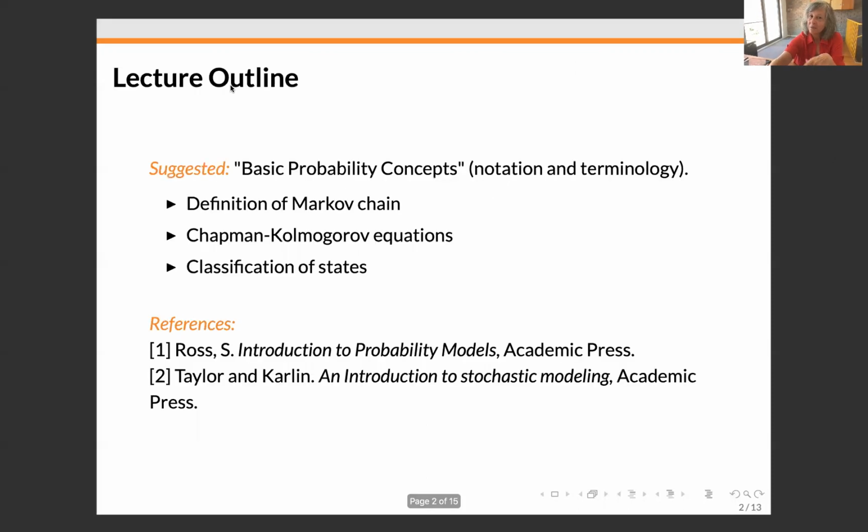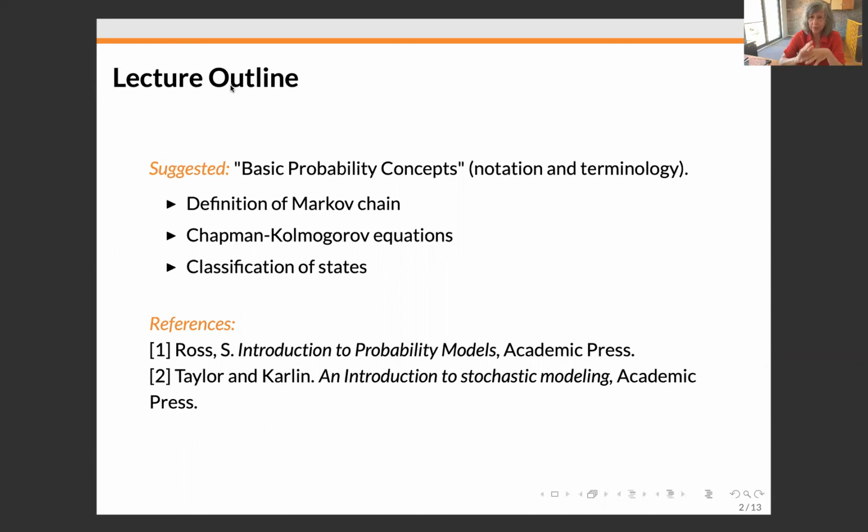So before we go on, I suggest that you brush up on basic probability concepts. I also have a playlist for that, or you can do it on your own using your favorite books, because we're going to be using notation and terminology out of the field of probability.